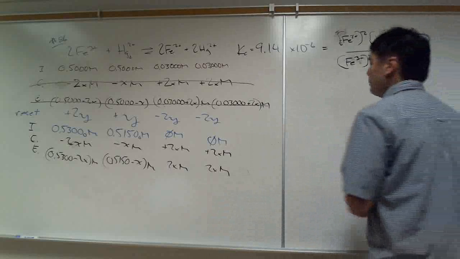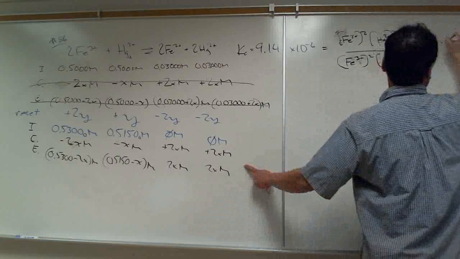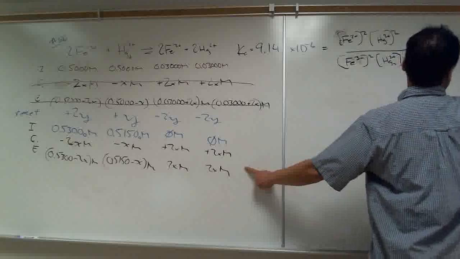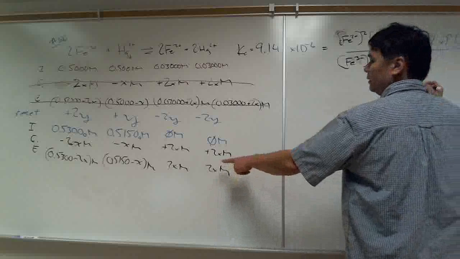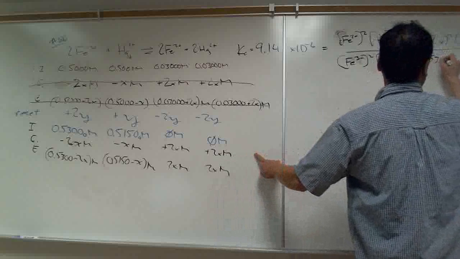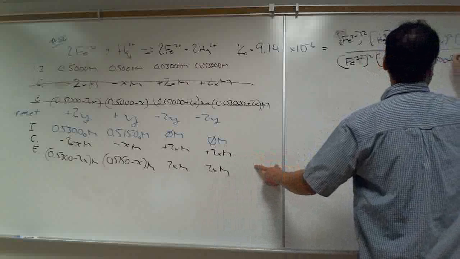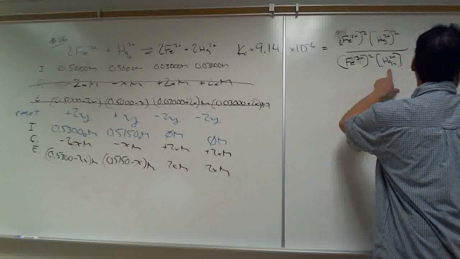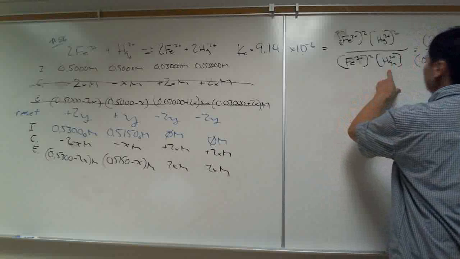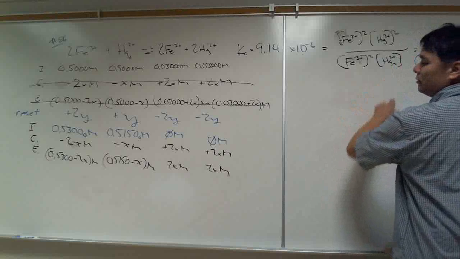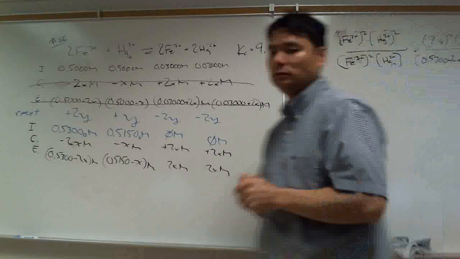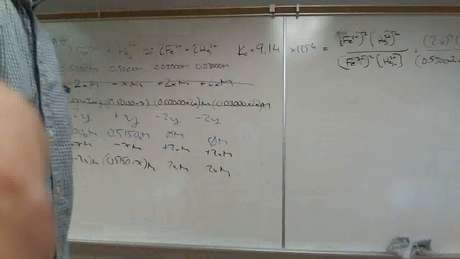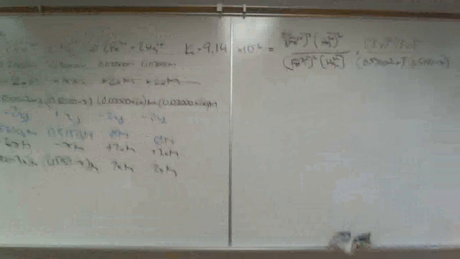So now we can plug it in here. We're going to get 2x squared divided by 0.5300 minus 2x squared and 0.5150 minus x for the first. If you look at this equation, this is still a fourth order equation.